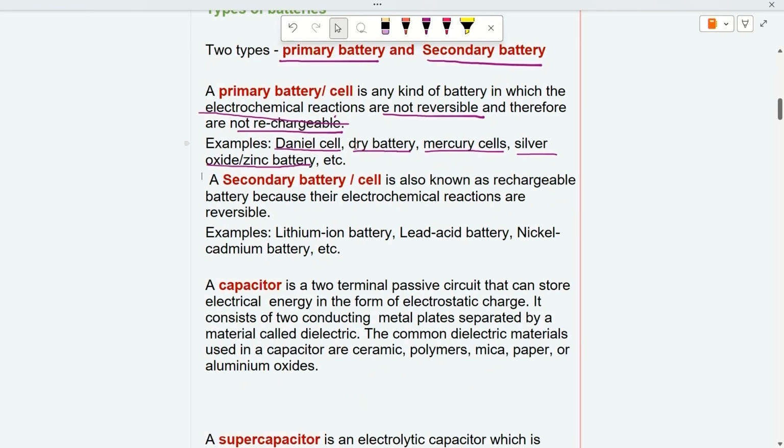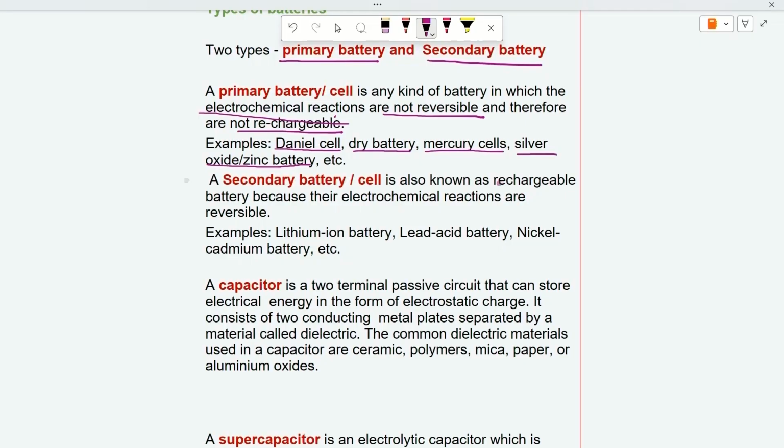Now, let us see what we mean by a secondary battery or a secondary cell. A secondary battery or a secondary cell is also known as a rechargeable battery because their electrochemical reactions are reversible. Because in these batteries, if you give power from an external circuit, the reactions can be reversed and they come back to the original condition from where you can again use it for tapping electrical energy from them. Okay. Such batteries are known as secondary batteries.